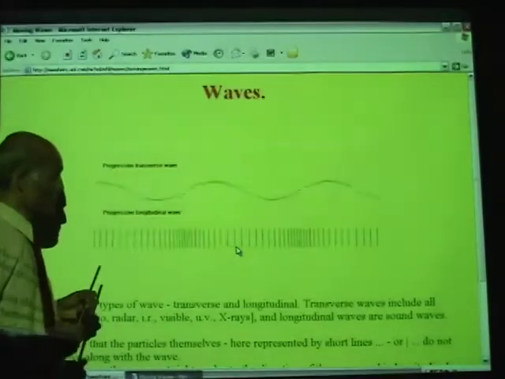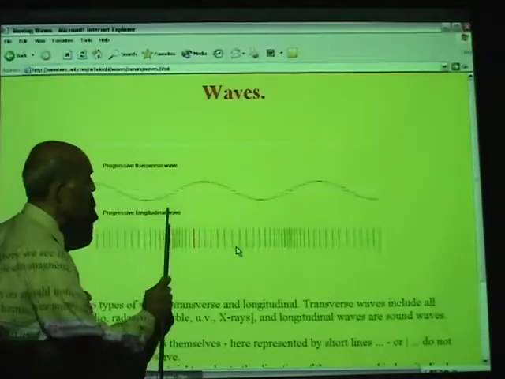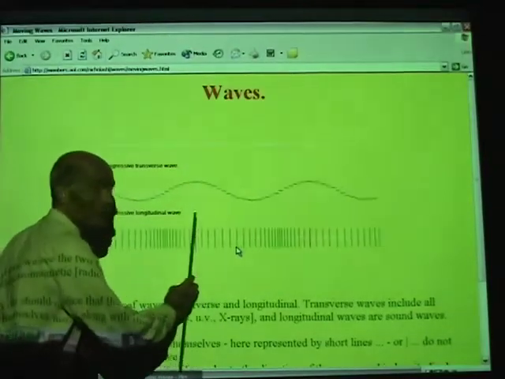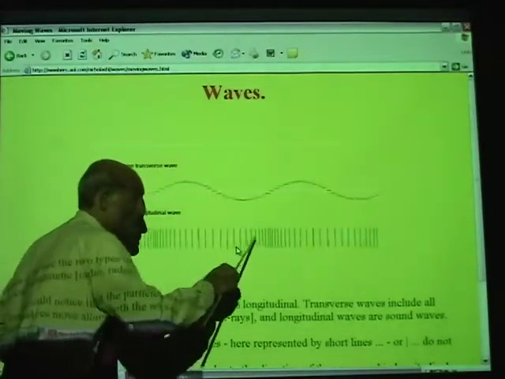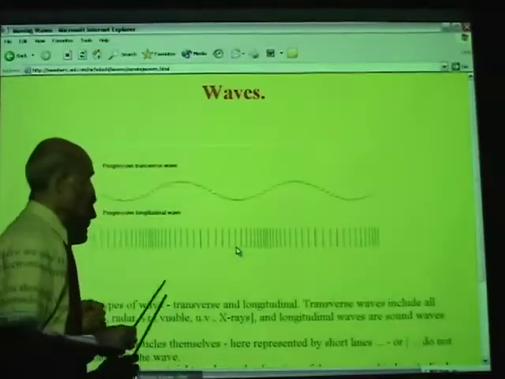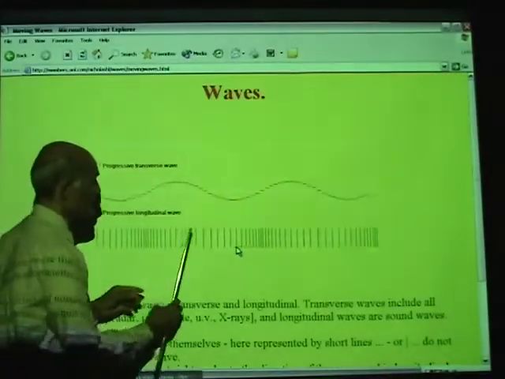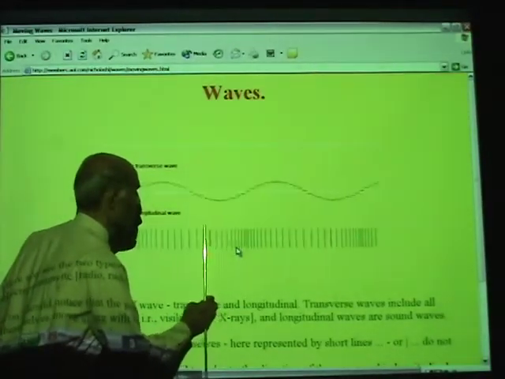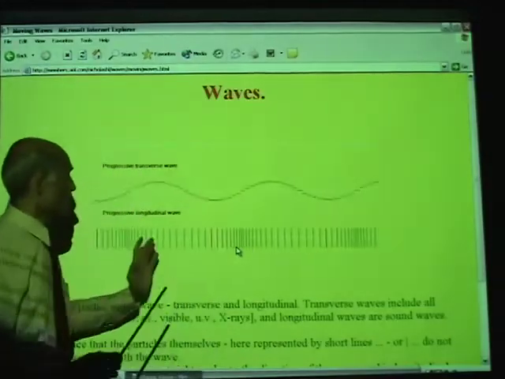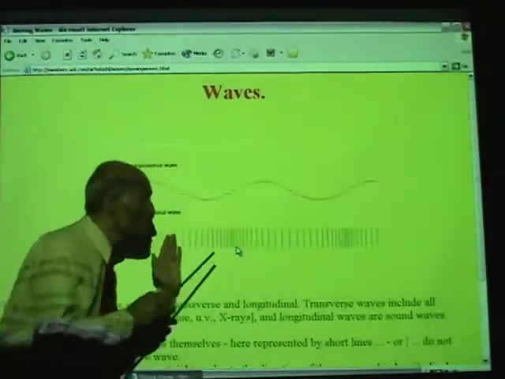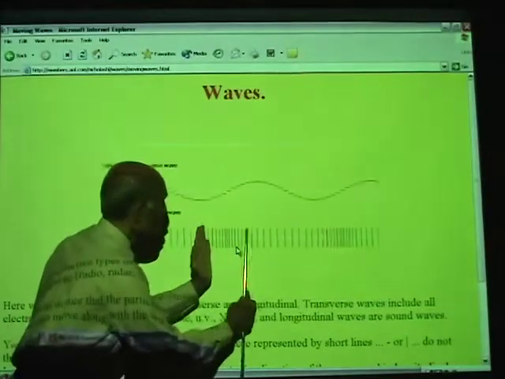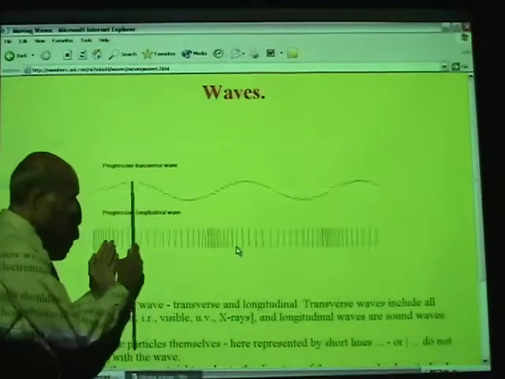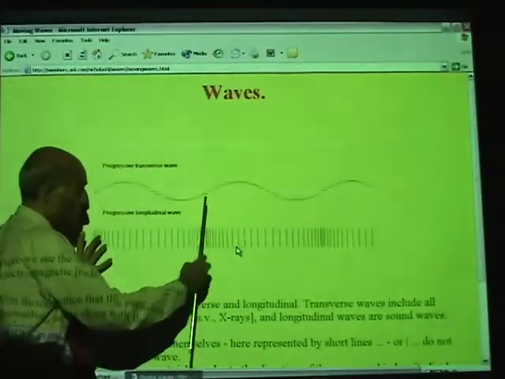Look at a longitudinal wave. In a longitudinal wave, look at the direction of particle vibration. Particles vibrate back and forth, and the wave moves in the same direction. Now, as a result, just watch the red particle there. This red one is moving back and forth. While the particles are moving to the right, they all get crowded together. You see that? When they move to the right, they get crowded. When the particles are moving to the left, they get farther apart.